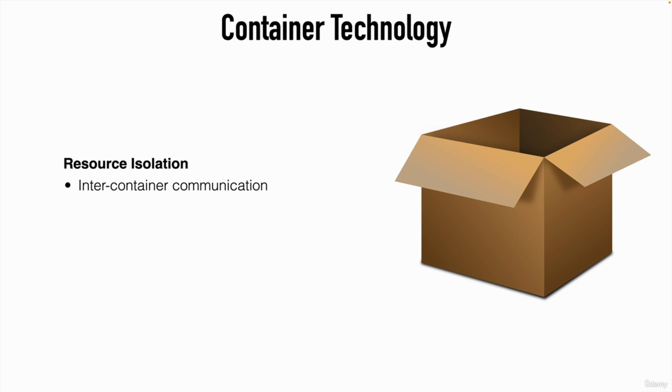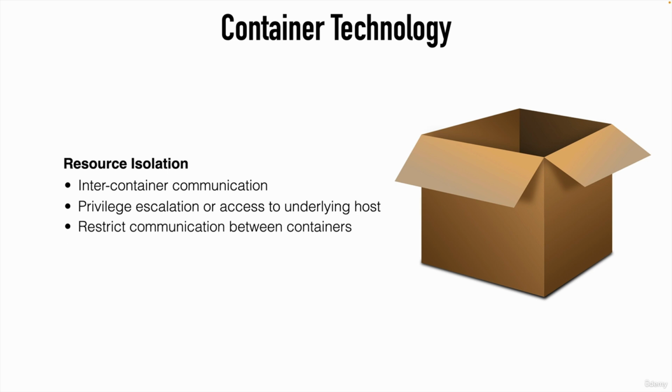Containers need to communicate with one another in order to perform properly, so it may be difficult to implement firewall or network traffic control rules that properly secure our containers while still allowing them to function as we would expect. This could allow attackers to escalate privileges or even access the underlying container host itself. For this reason, we want to make sure we have the ability to restrict communication between containers to only that which is necessary for operation.